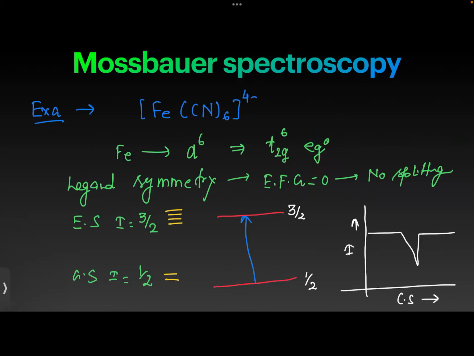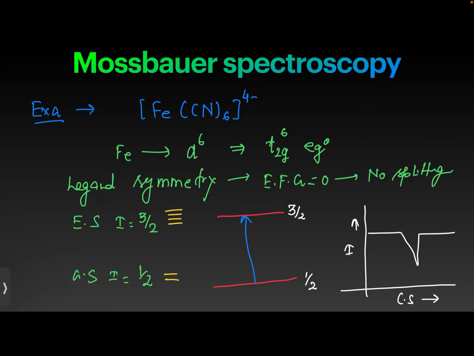But in the second example, imagine we have a system of Fe(CN)6 4 minus. In that condition, Fe has d6, T2g has 6 electrons, and Eg has 0. So electronic symmetry is present. According to the ligand symmetry, all the ligands are the same, CN6. So the ligand symmetry is also there. So the excited state as well as the ground state both have no field gradient. It means there could be 4 splittings in the excited state and 2 splittings in the ground state, but they will not happen. There will be no splitting because of the symmetry. So we will see only one signal.